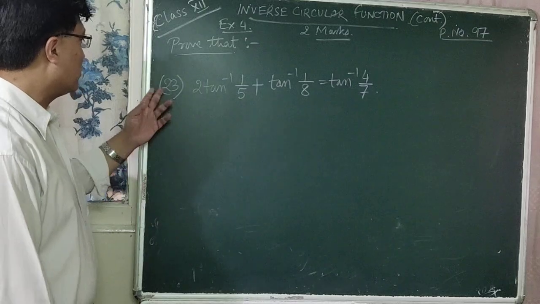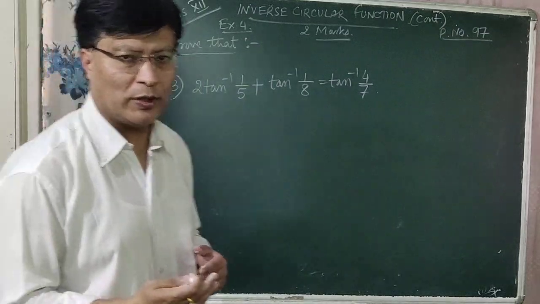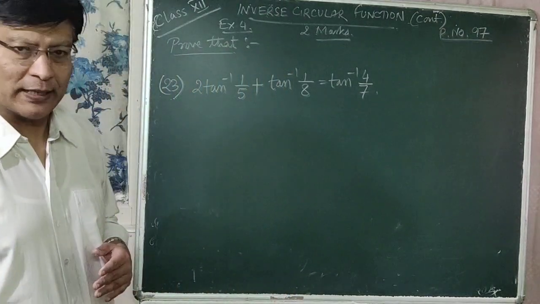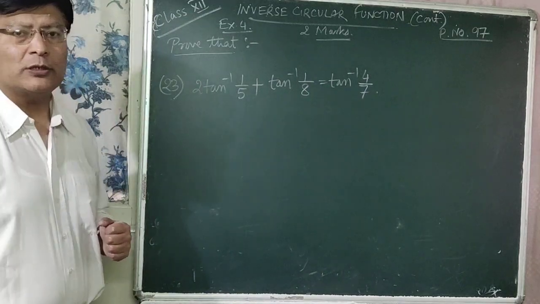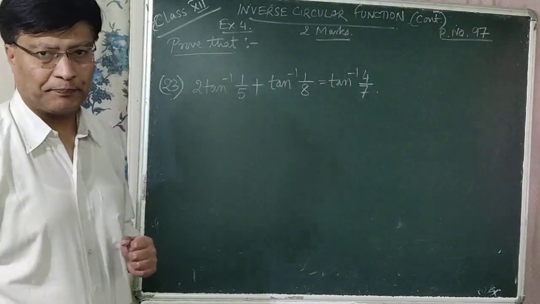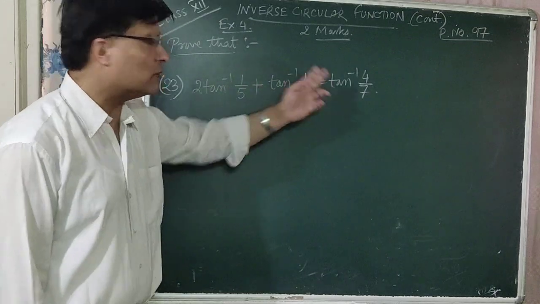So now we will do question number 23 and 22 will be a homework. I'll give you the question, right? So this is question number 23. Now let us prove it. Let us prove LHS is equal to RHS.